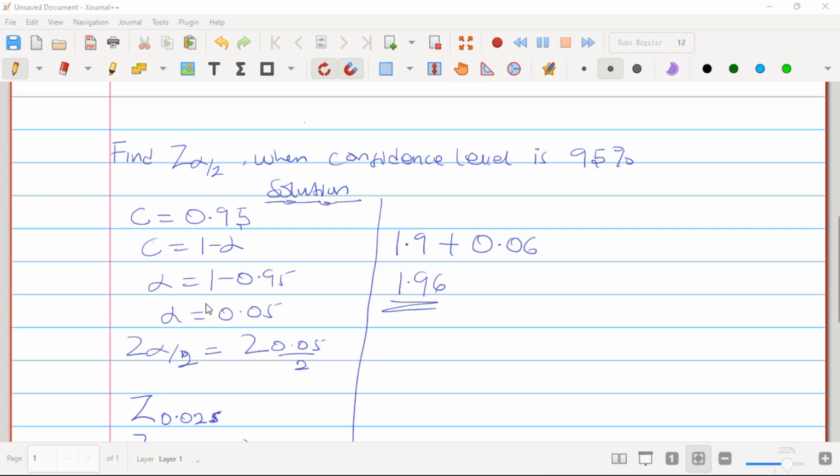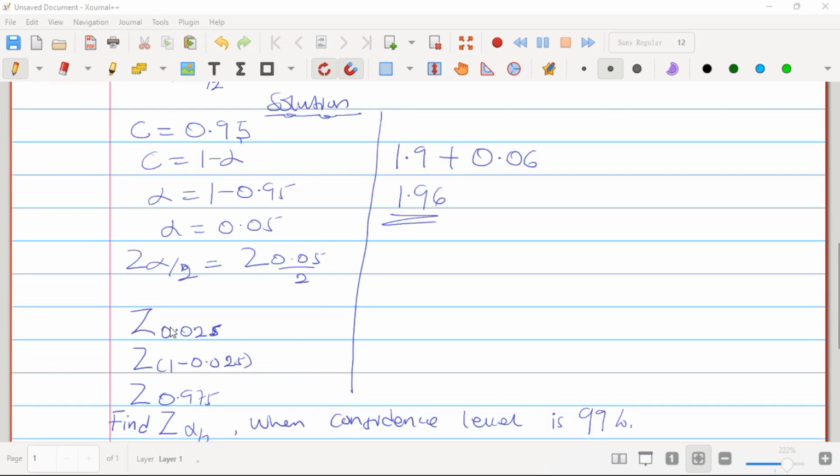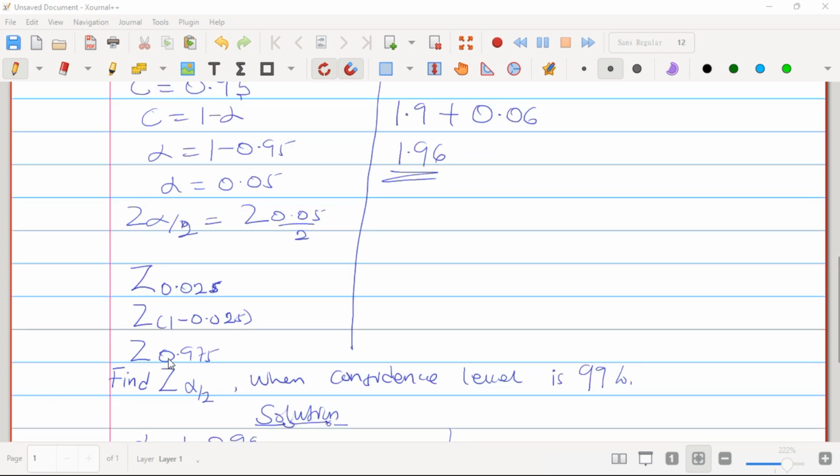So we just substitute alpha into this one, and we are getting z-subscript 0.05 divided by 2, of which when you do the calculation, you are going to get z-subscript 0.025. And then this one is on the negative side, so you just subtract this one from 1 to put it on the positive side. So here we are getting z-subscript 0.975, right?